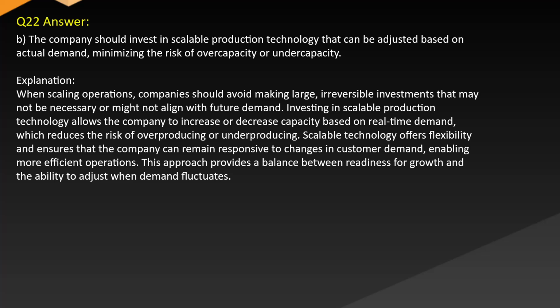Answer. B. The company should invest in scalable production technology that can be adjusted based on actual demand, minimizing the risk of overcapacity or undercapacity. Explanation. When scaling operations, companies should avoid making large, irreversible investments that may not be necessary or might not align with future demand. Investing in scalable production technology allows the company to increase or decrease capacity based on real demand, which reduces the risk of overproducing or underproducing.